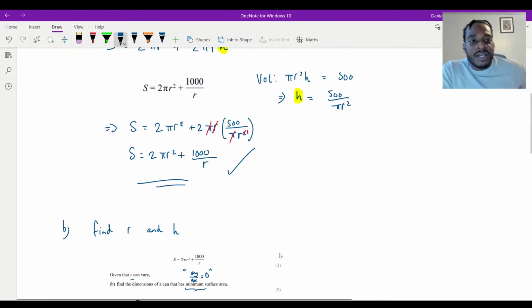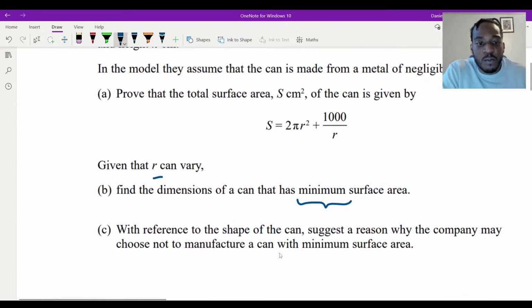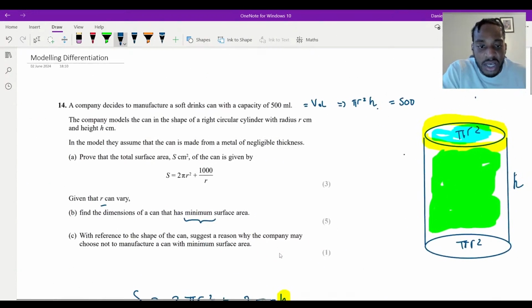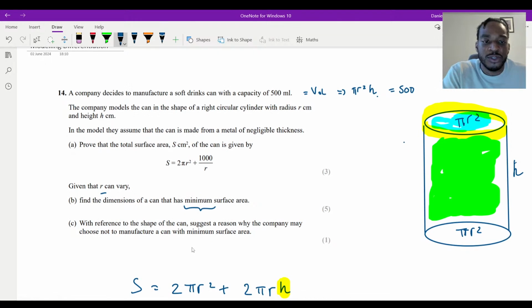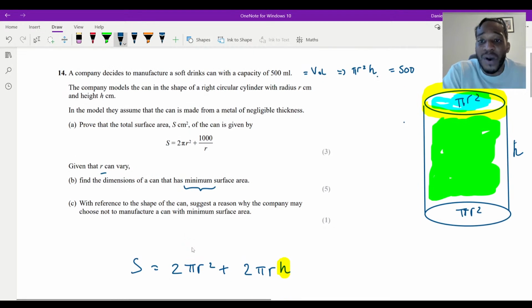But yeah, that's it. And in part C, it says, with reference to the shape of a can, suggest a reason why the company may choose not to manufacture a can with a minimum surface area. Now, when I looked at the mark scheme for this one, it referenced something about the radius being too big for our hands.